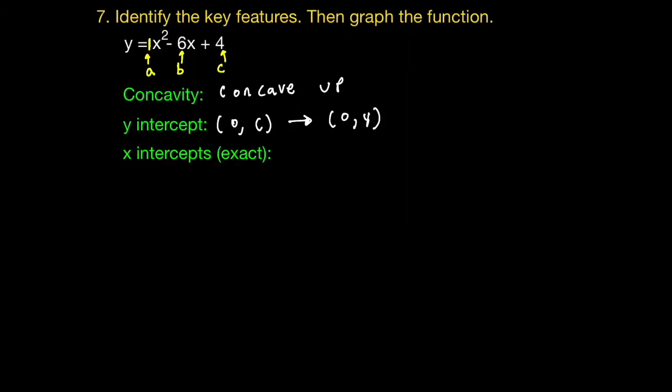To get the x-intercepts, I'm going to make use of the quadratic formula. So here we're going to plug the values in. So negative b, that's going to be negative 6.